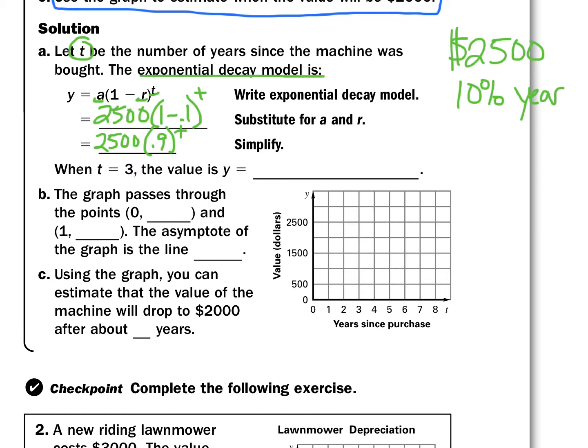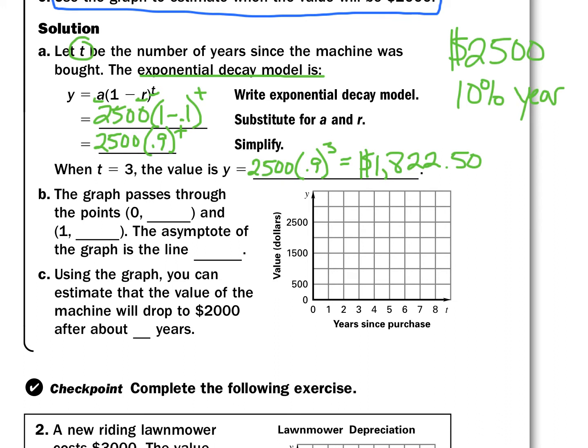If we plug in 3 for T, that would be 2,500 times 0.9 raised to the third power. If we just plug that in on the calculator, because we really don't want to have to do 0.9 cubed in our head, we get $1,822.50.